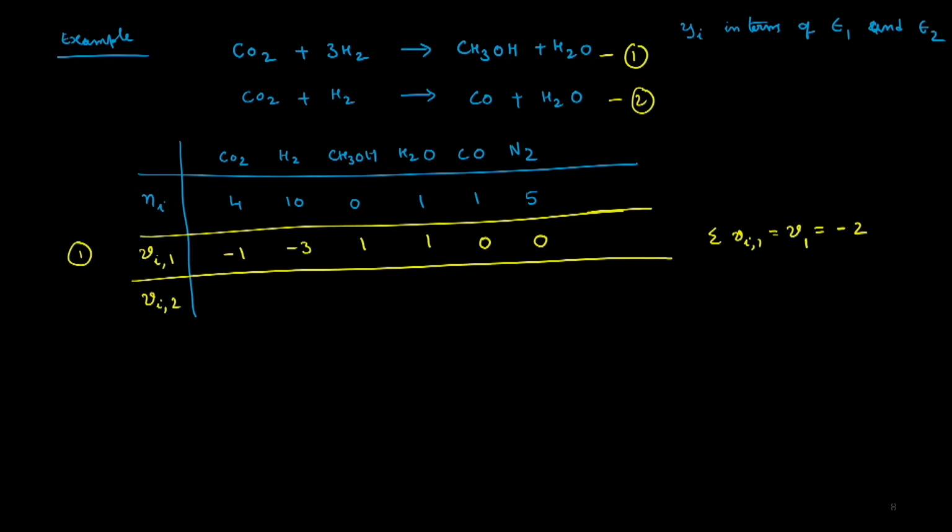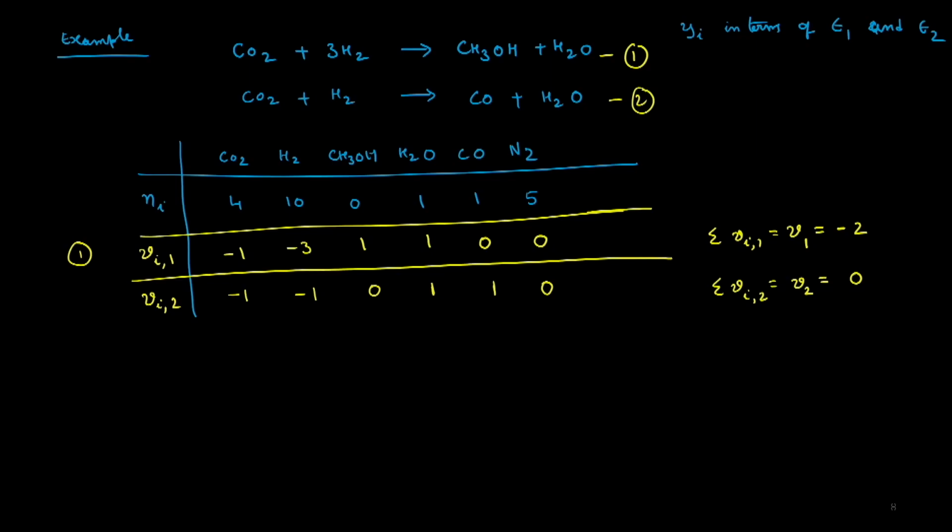Now for the second reaction, CO2 is again -1, hydrogen is also -1, there is no methanol in this particular reaction, water is again +1, CO is +1, and there is no nitrogen. And so the summation of nu i2 is what we call the overall stoichiometric number for reaction 2, which turns out to be 0 in this case. -1 minus 1 plus 1 plus 1 is 0.